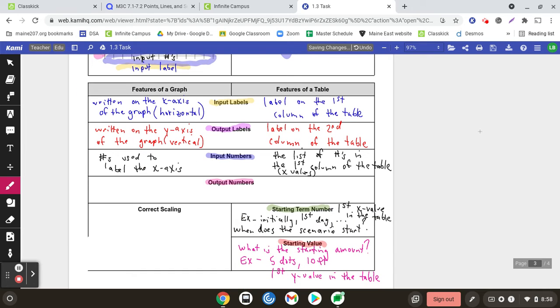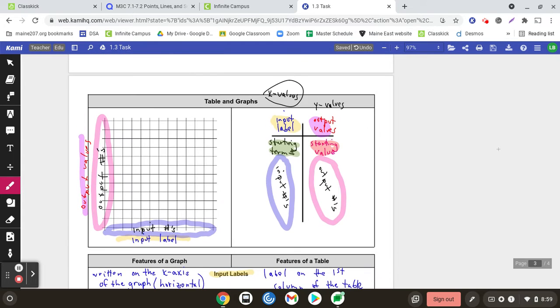And we will define this as output numbers. In a graph, output numbers are numbers used to determine the scaling, and we'll talk about scaling next, of the y-axis. And output numbers in a table will be the list of numbers in the second column of the table. And earlier we had actually called those the y values, which we can still call them now, right here.